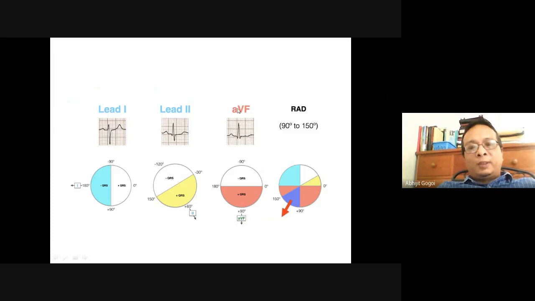So aVF is positive here. When lead 1 is negative and aVF is positive, if we mix these two circles, this part will be superimposed, and so the vector is in this direction. That is called right axis deviation.